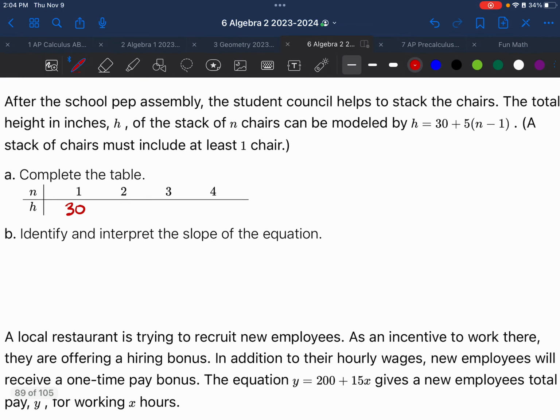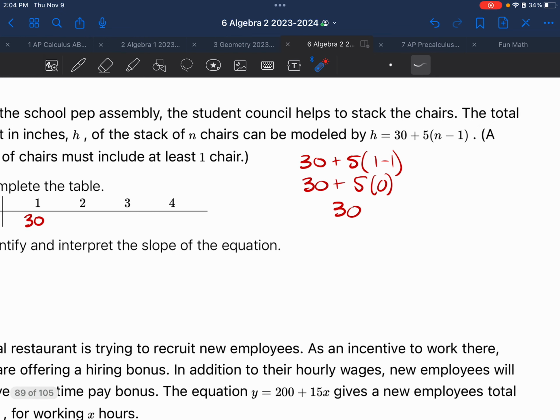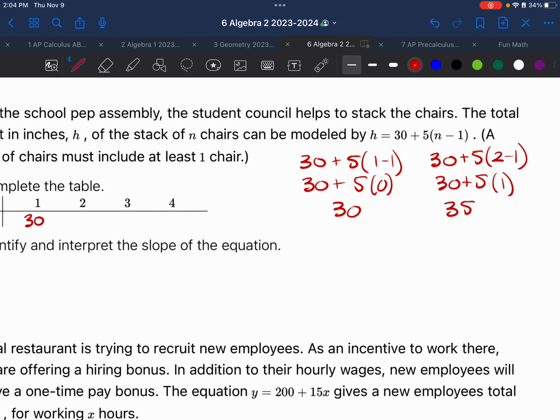So for each of these, I'm plugging in values. So I'm going to even write out my work instead of just doing it with my laser pointer. I did 30 plus 5 times 1 minus 1, which was 30 plus 5 times 0, which was 30. Next, I'm going to plug in 2. I don't have to. This is the long way of doing it, but I'm going to show you the long way of doing it just in case you forget the pattern. The long way of doing it is doing the same thing again. I'm going to rewrite my equation. 30 plus 5 times, instead of 1 minus 1, it's going to be 2 minus 1, because this value of n is now 2. So over here, I'm going to have 30 plus 5 times 1, which is going to be 35. And over here, I get 35.